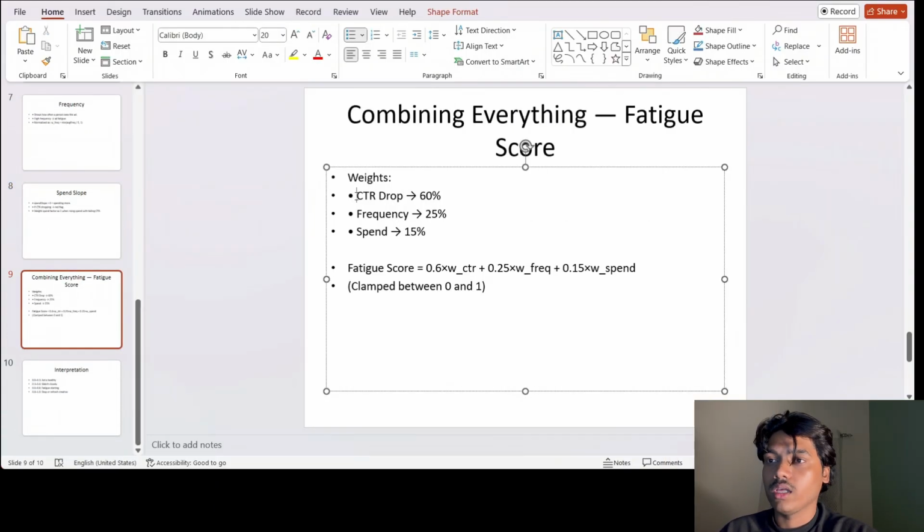If we combine everything to calculate the fatigue score, we can use the weighted CTR drop, the weighted frequency and the spend. We will be multiplying those with 60%, 25% and 15%. To calculate the fatigue score, we will be using 0.6 into CTR score plus 0.25 into weighted frequency plus 0.15 into weighted spend. We are clamping that value between 0 and 1, so that we can tell whether the fatigue is reached or not.